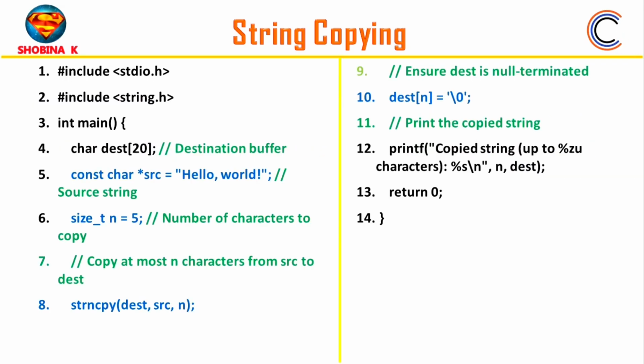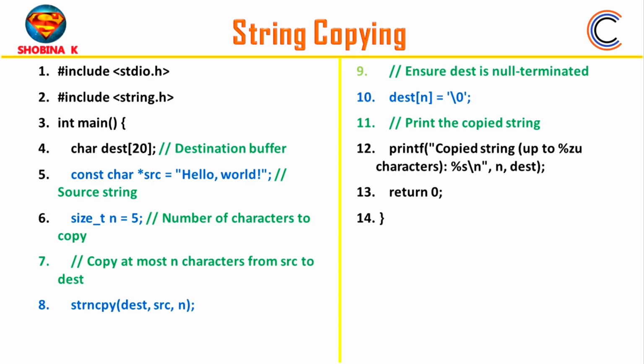Now let's see an example. First, include the necessary header files, and then the main function, and then we have variable initialization. A character array named dest is declared with a size of 20 characters. This will serve as a destination buffer where the copied characters will be placed. The constant character pointer src is initialized to point to the string literal hello world. n is set to 5, indicating that only the first 5 characters of src will be copied to dest.